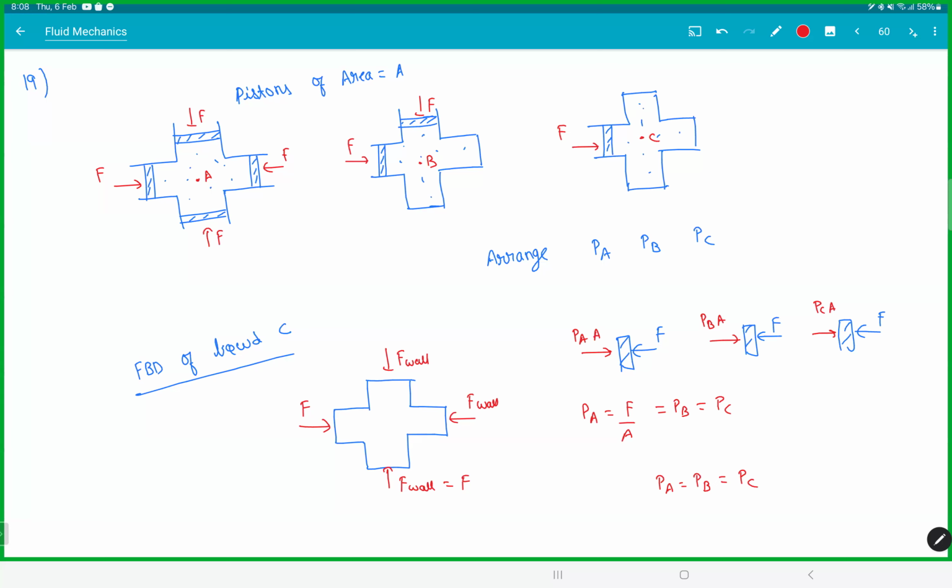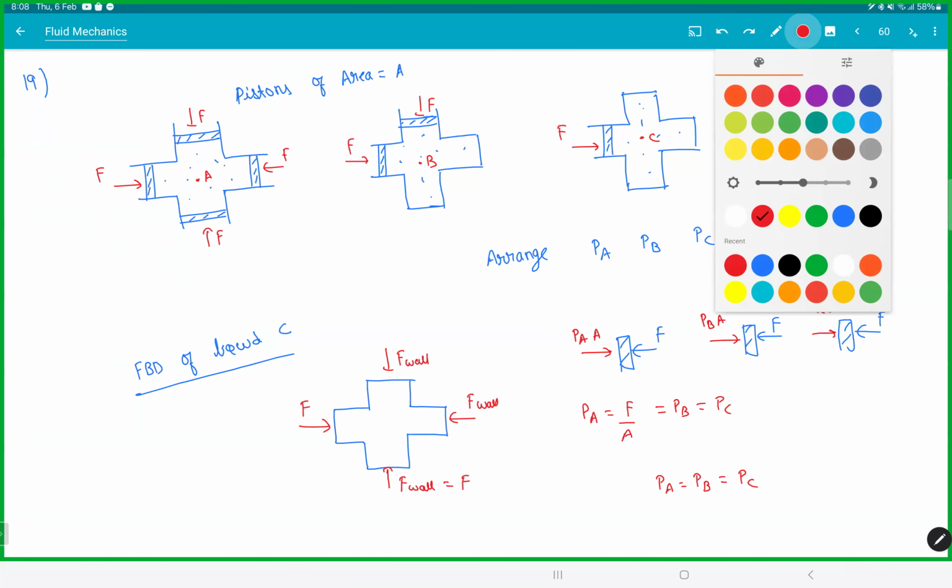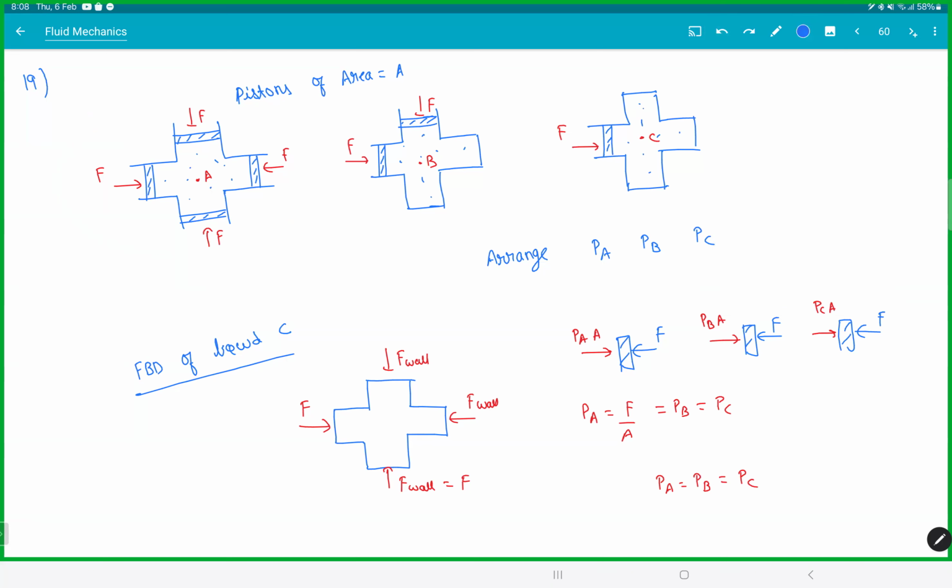Simple? Easy one. But people get trapped. They see four forces and think pressure must be more. This is just like one horse pulling the rope and two horses pulling the rope. It doesn't matter. The one horse is just a wall there. Clear with this? So that is about Pascal's law, about pressure and stuff.